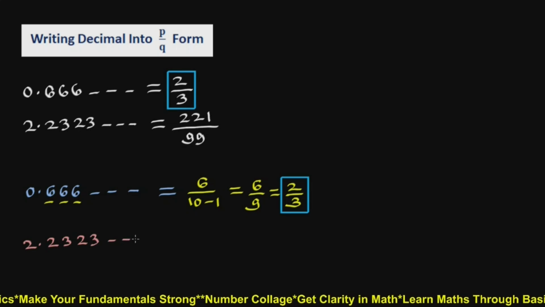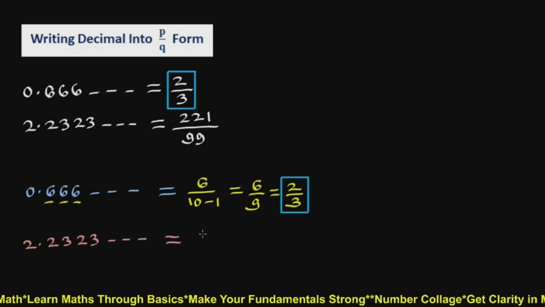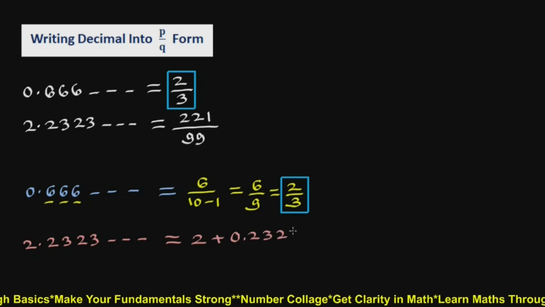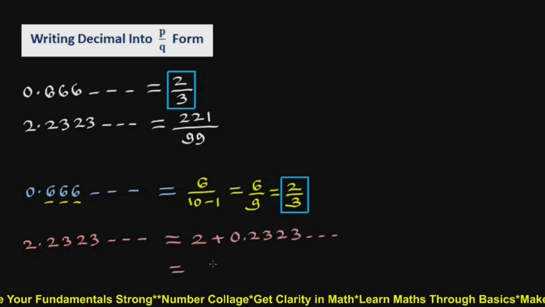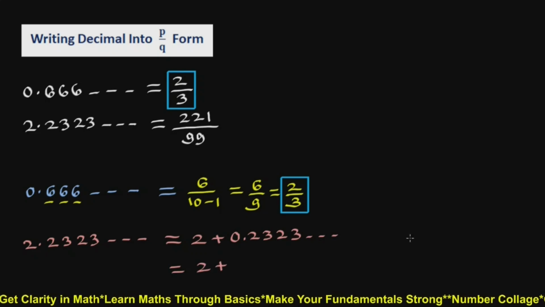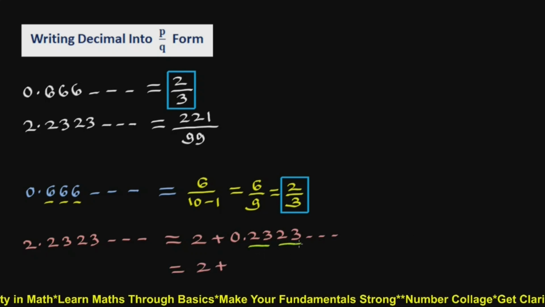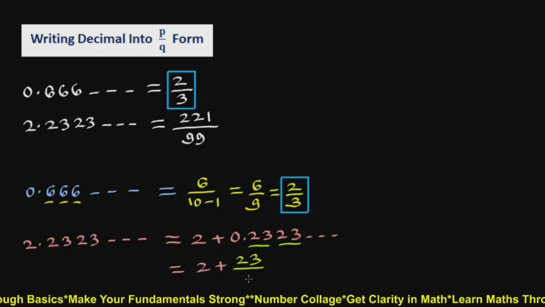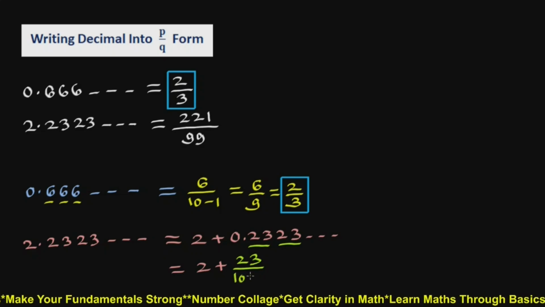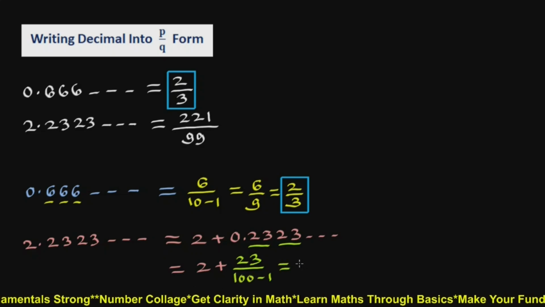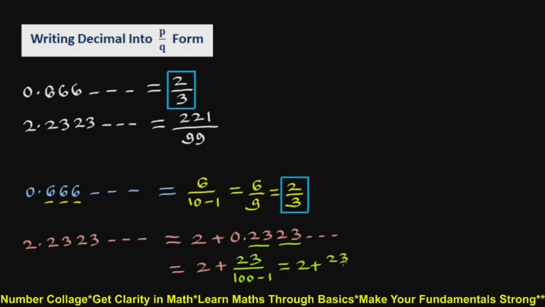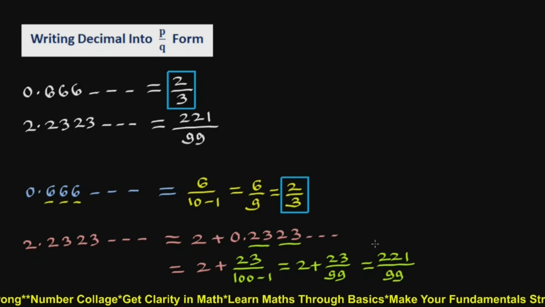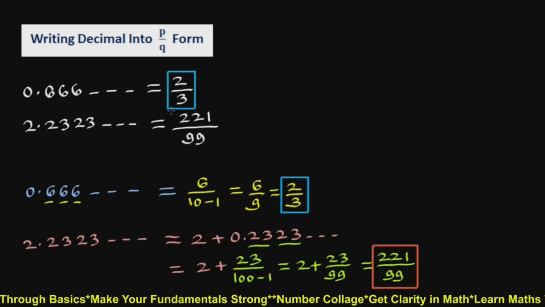For 2.2323 up to infinity, first we write this number as 2 plus 0.2323 up to infinity, which is 2 plus, here a two digit number 23 is repeating, so that we write in the numerator upon, for two digit number we will subtract 1 from 100, so that will be 2 plus 23 upon 99, which is 221 upon 99, exactly same as we have got here.